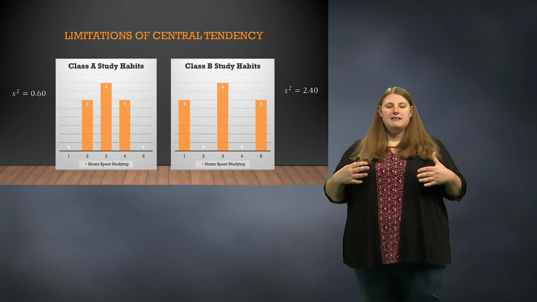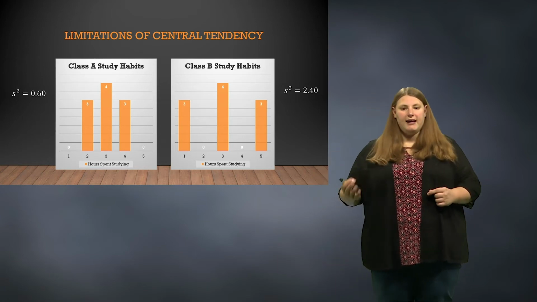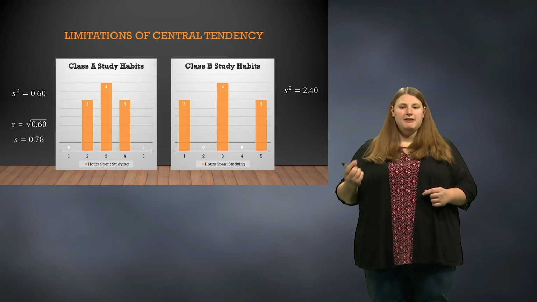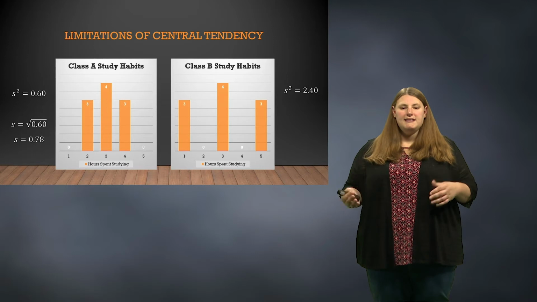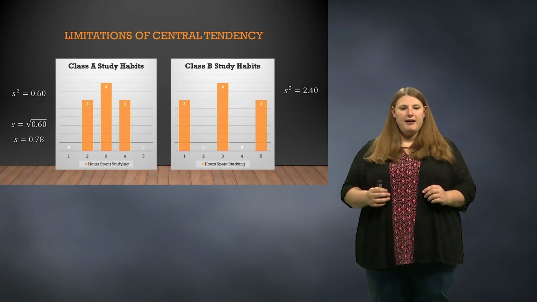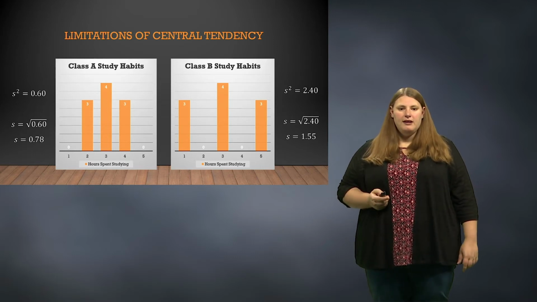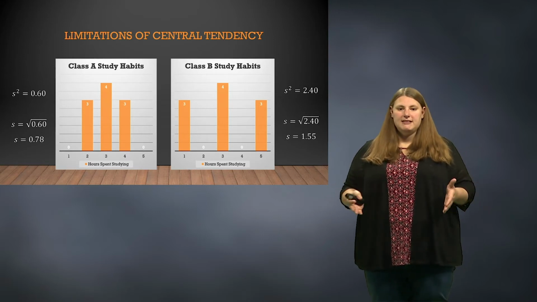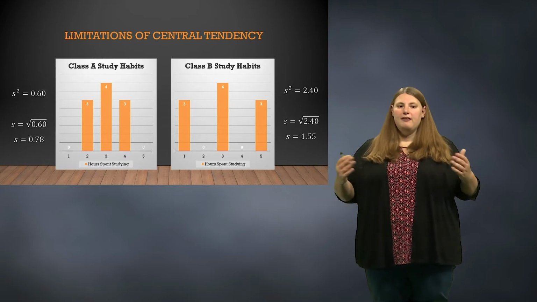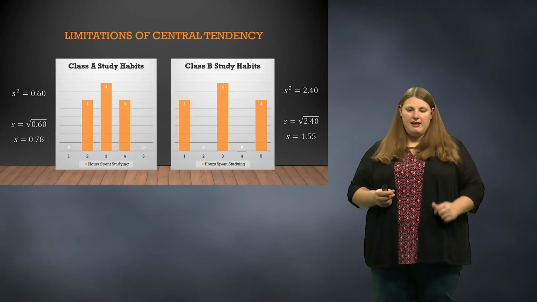We know that we need to square root these values in order to calculate the standard deviation. So we take the square root of 0.6 and the square root of 2.4, and we get standard deviation values of 0.78 and 1.5. Now we've differentiated the 2 classes with all of our dispersion statistics. The range is different, the variance is different, and the standard deviation is different.